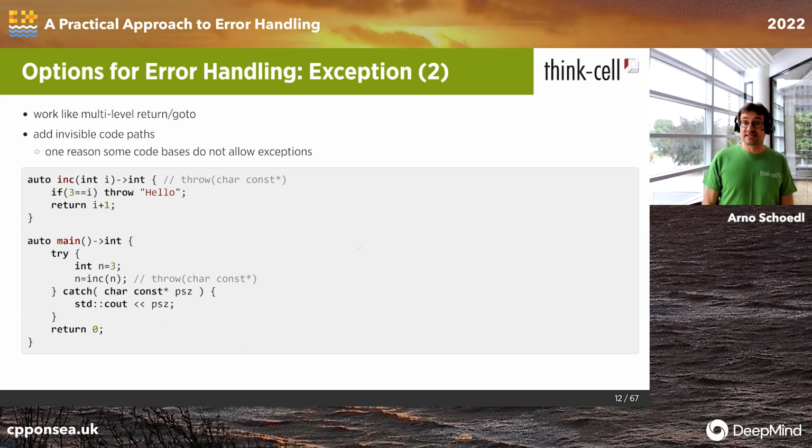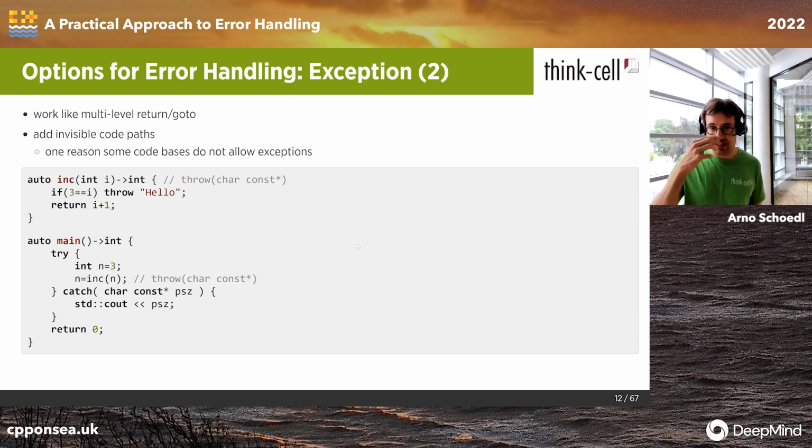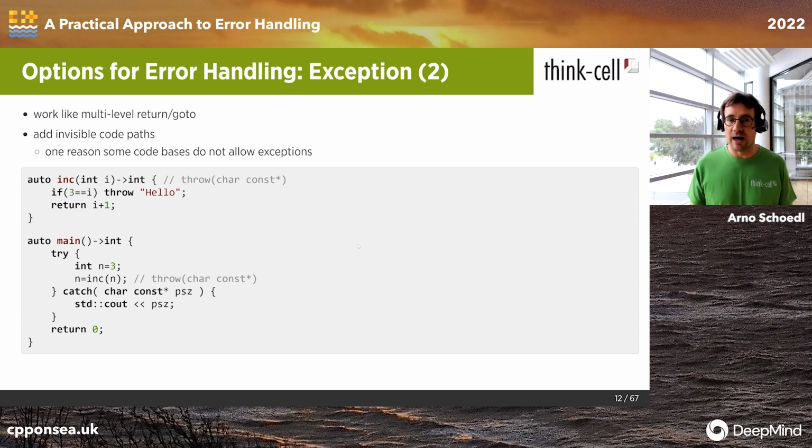Now, there are code bases that don't allow exceptions, and there are probably good reasons. They work a little bit like a multi-level go-to, because every time an exception is thrown, you have an extra control path that goes from the location where the exception is thrown to outside of your function. It's kind of like you intersperse these code paths throughout your code base, and these code paths per se are not really visible. You don't really know which functions are throwing exceptions.